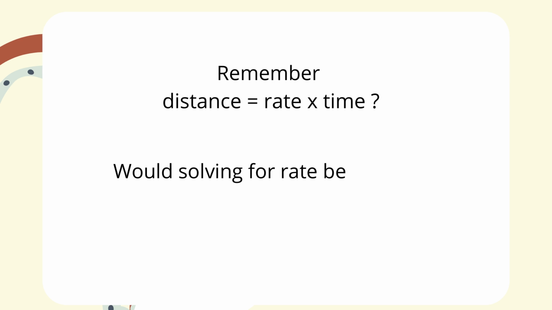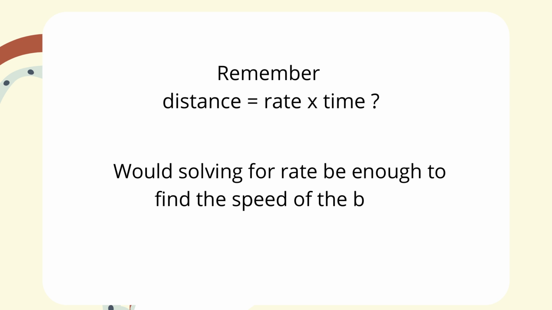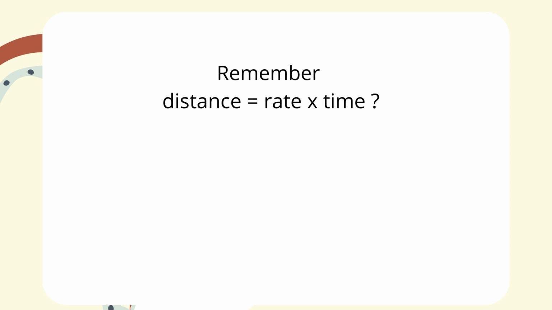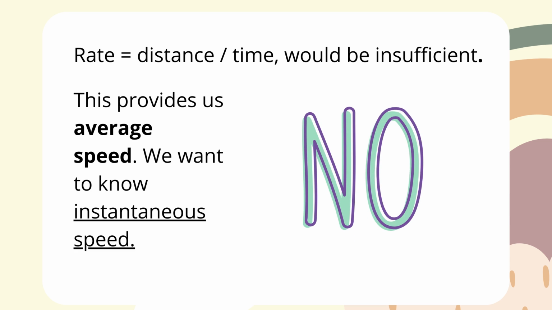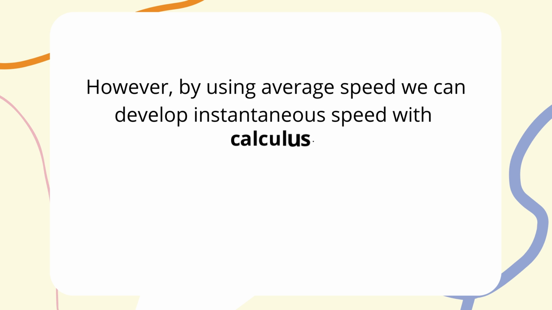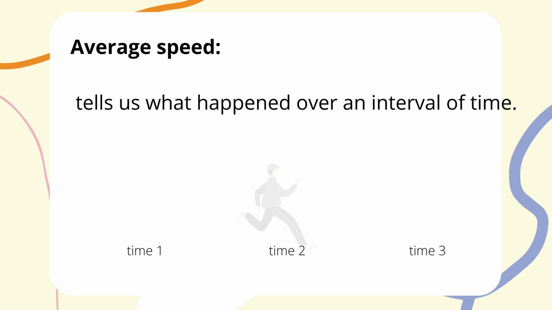If you recall, we can find distance by multiplying rate and time. So would solving for rate in this formula be enough to find the speed of the ball? Unfortunately, this would be insufficient. This provides us average speed, but we want to know instantaneous speed. However, by using average speed, we can develop instantaneous speed with the help of calculus.